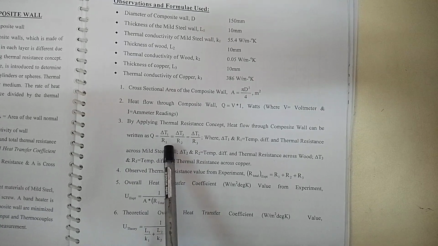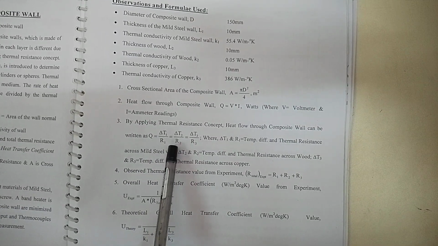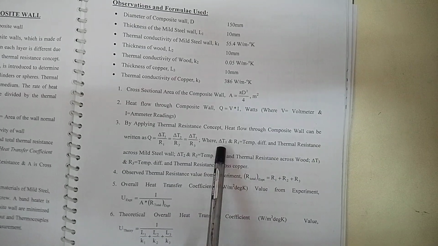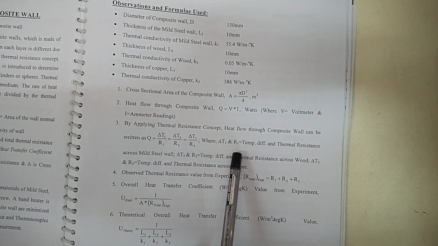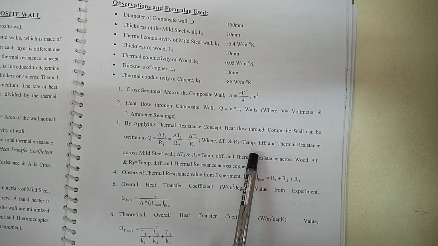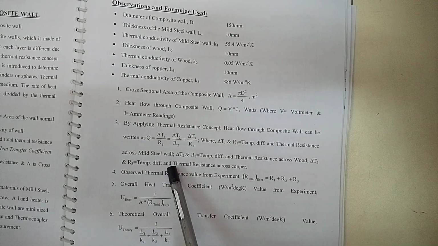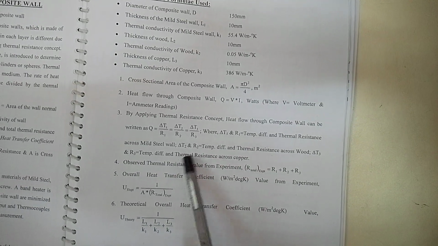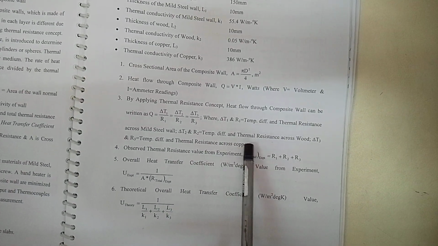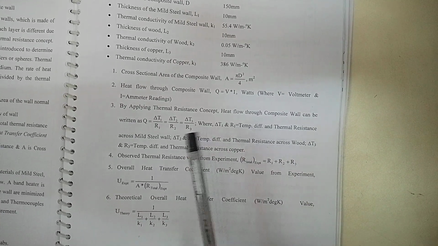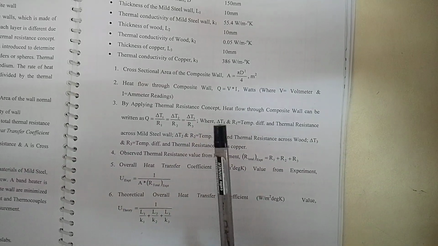as Q is equal to change in temperature by R1, change in temperature by R2, change in temperature by R3, where the first is the temperature difference and thermal resistance across the mild steel wall, the second is the temperature difference and thermal resistance across the wood, and the third is the temperature difference and thermal resistance across the copper. So we have T1 minus T2, T2 minus T3 and T3 minus T4.